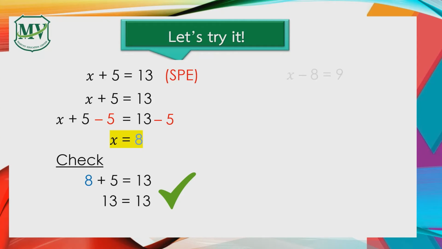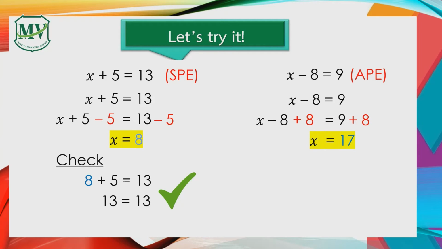Let's have another equation. x minus 8 is equal to 9. In this equation, we are going to use the addition property of equality. Copy first the original equation. Then, the addition property of equality allows us to add 8 to both sides of the equation. Cancel minus 8 plus 8 from the left side of the equation. Carry x, then 9 plus 8 is equal to 17. So the value of x is equal to 17.